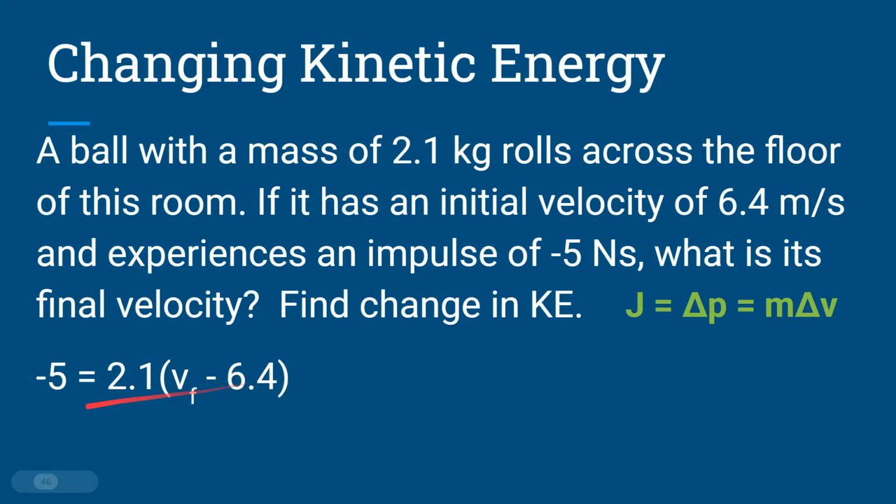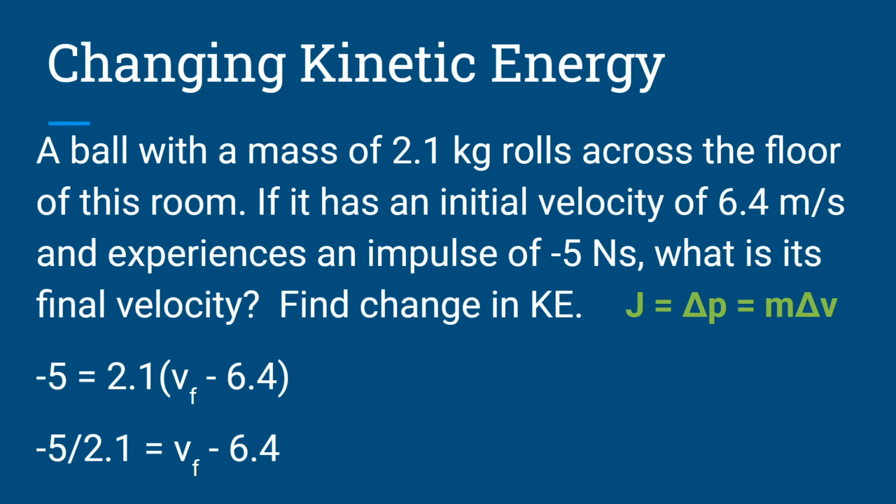So if I plug all of this into my impulse equation, I have -5 equals 2.1 times my delta V, VF minus 6.4, and I'm going to be solving for VF. I'm going to start by dividing both sides by 2.1. If you wanted to, you could have alternatively distributed it into the parentheses, but that's an extra step that we don't have to take, so I won't.